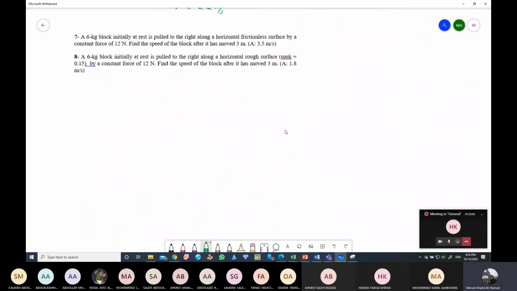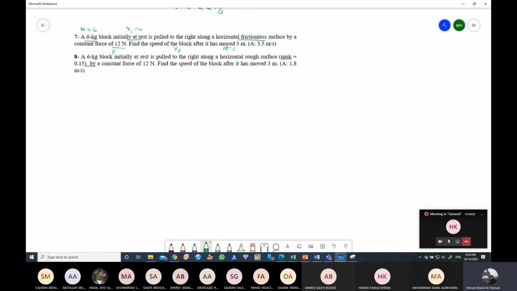Okay. Now look at question number 7. A 6 kilogram block initially at rest is pulled to the right along a horizontal frictionless surface by a constant force F equal to 12 Newton. Find the speed of the block after it has moved 3 meters. So this d equals 3, and we want V final.